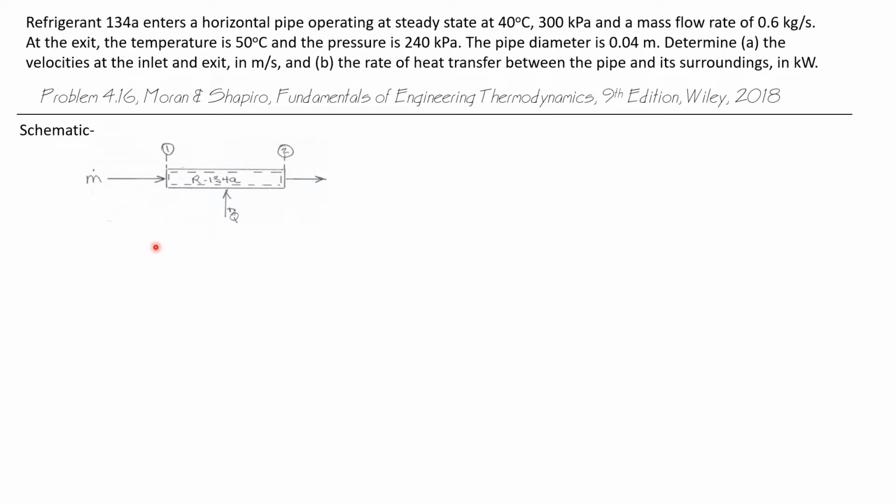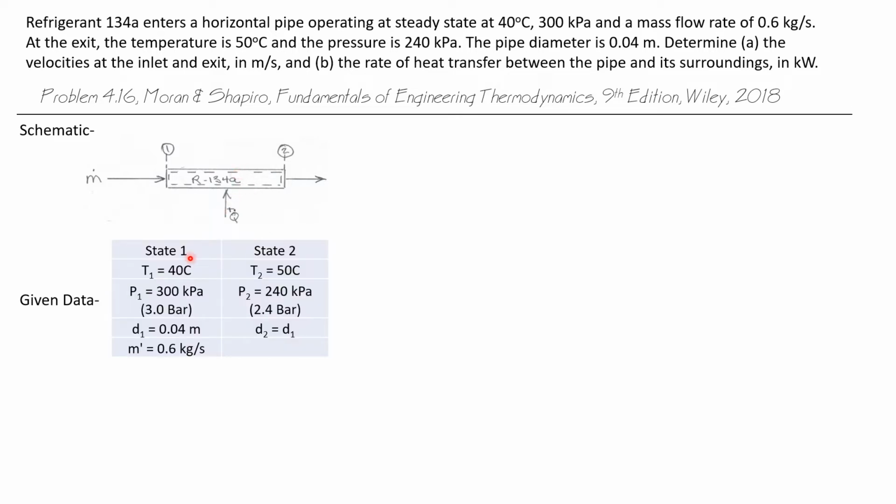Let's look at a schematic of this system. We've got a pipe with an inlet we'll call state 1 and an exit we call state 2. There's a mass flow rate of R134A flowing through the pipe, and so we'll take our system as the 134A molecules that are inside the pipe between the inlet and exit. And as always, if there is heat transfer between the surroundings and the system, then positive heat transfer is described as energy being transferred into the system via heat transfer.